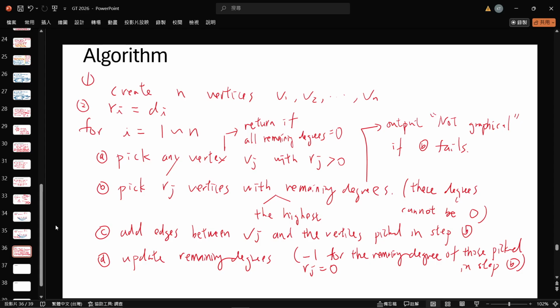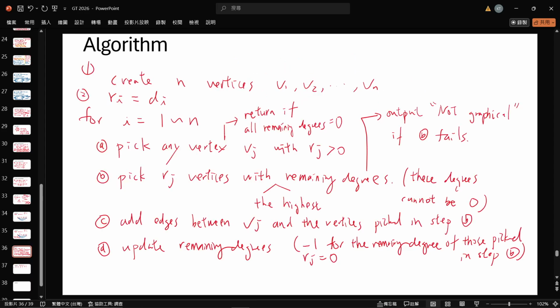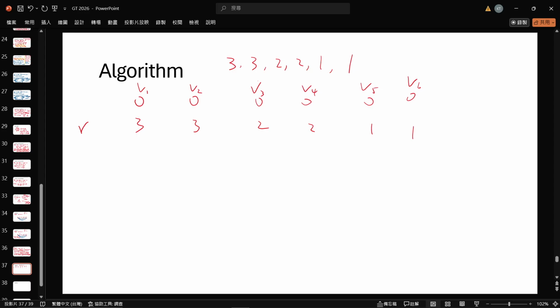So let's apply this algorithm to the previous example. Okay, so this is after initialization. So these are R. So step A, we'll pick a vertex with Rj greater than 0. Actually, we can pick any vertex we like. So for example, we can pick V3.